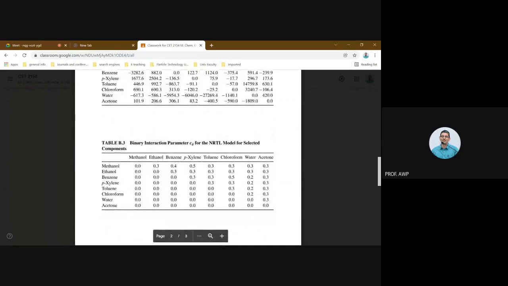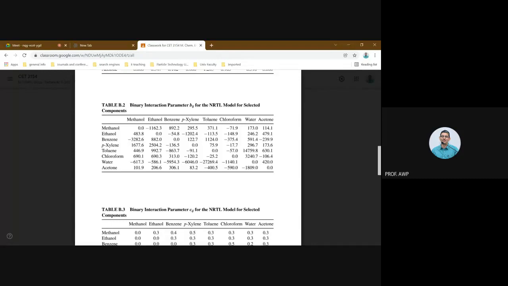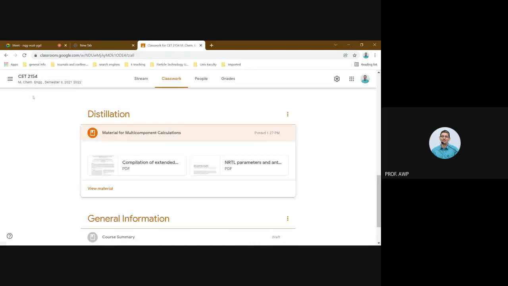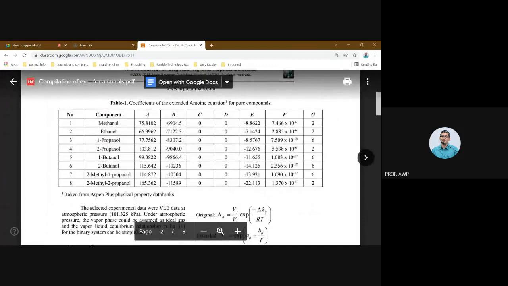Then the other file I also have shared with you is this one. I think this one is better. Let's take this file and take these three components. Let's say methanol, ethanol, and propanol, and I want you to use the NRTL model.